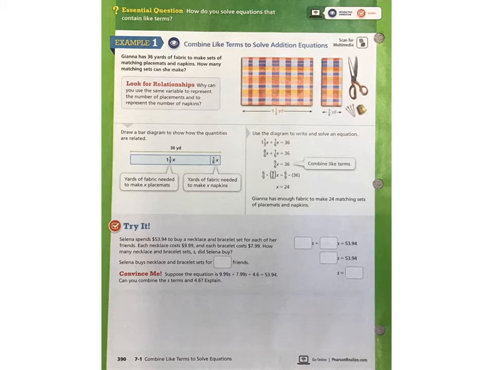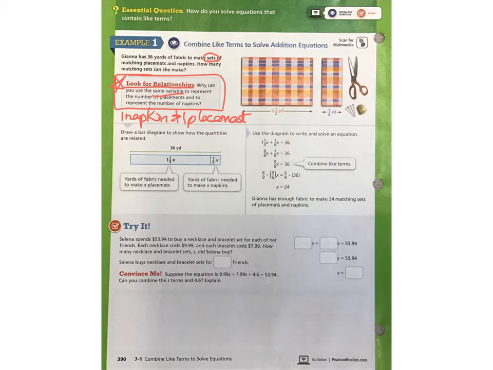Gianna has 36 yards of fabric to make sets of matching placemats and napkins. How many matching sets can she make? One of the things that I would like for you to consider in this example in particular is the look for relationships box. It says, why can you use the same variable to represent the number of placemats and to represent the number of napkins? Well, if you go back up to the original problem, it tells us that we are going to make sets. Well, a set contains 1 napkin and 1 placemat.